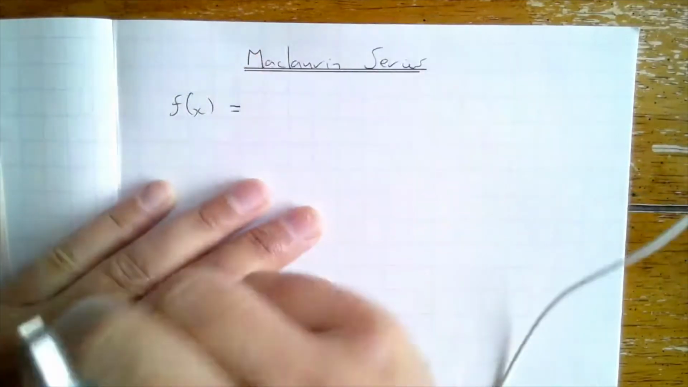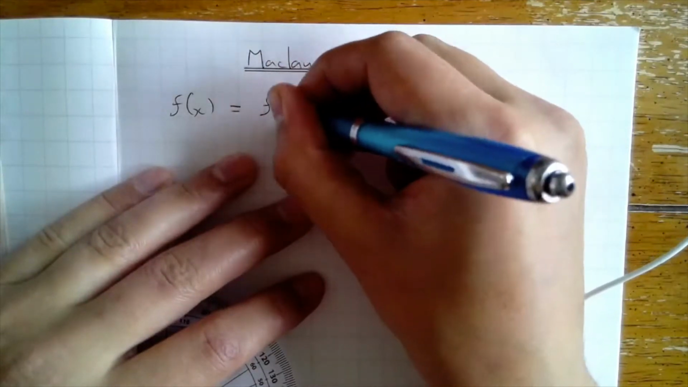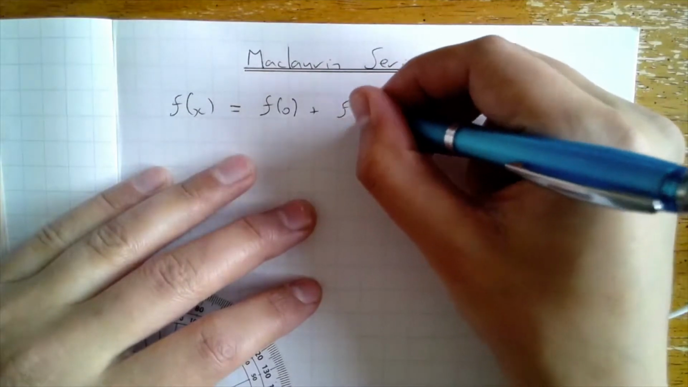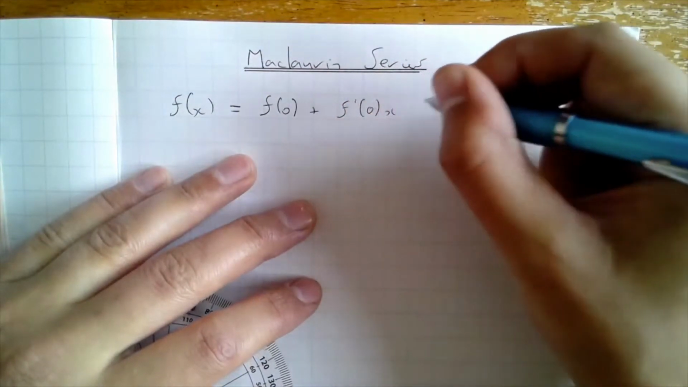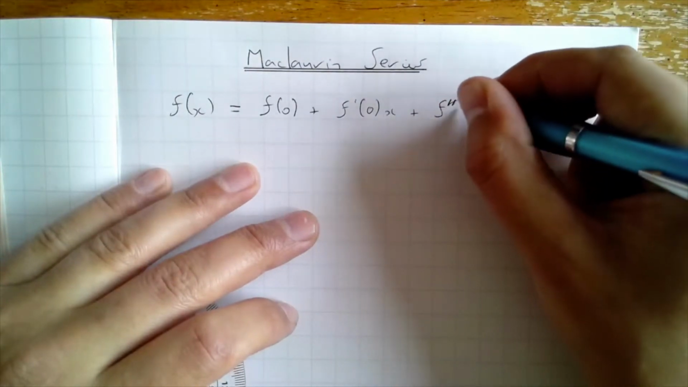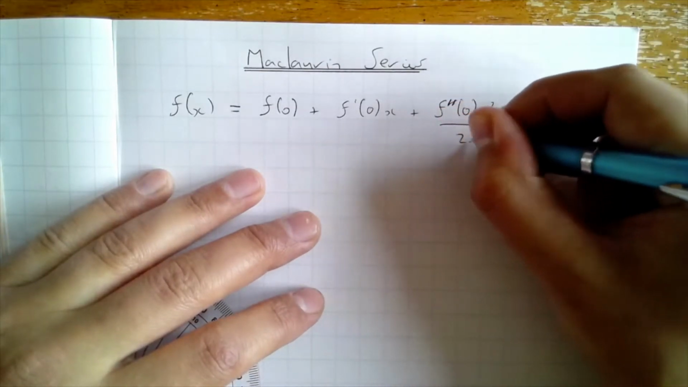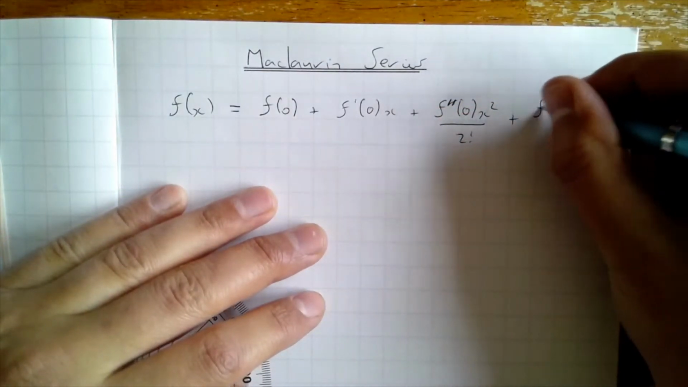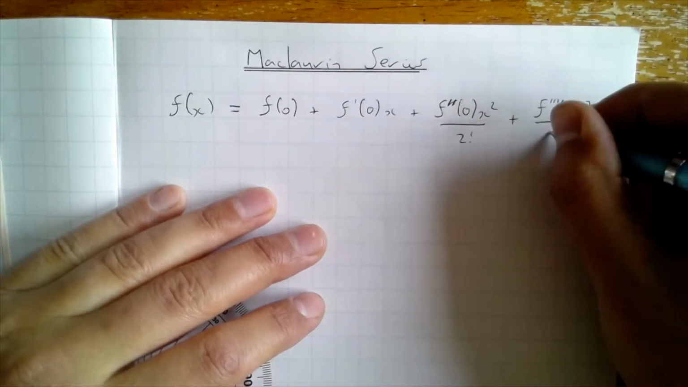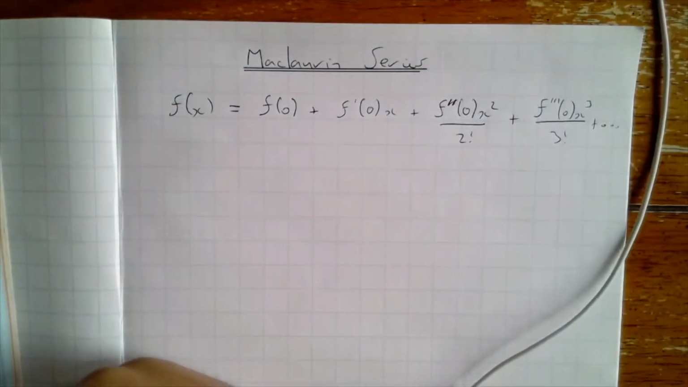So if I've got f of x, then a good approximation to this would be f evaluated at 0 plus f dash 0 of x plus f double dash, so that just means the second derivative, 0 times x squared over 2 factorial plus the third derivative, 0 times x cubed over 3 factorial, and this just goes on and it's an infinite series.